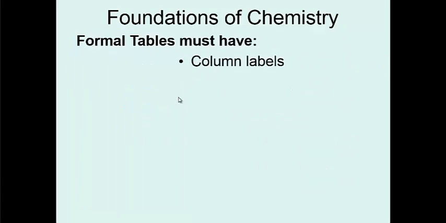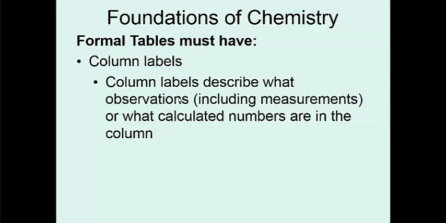All right. Then column labels. Column labels describe what observations, including measurements, or what calculated numbers are in that column. Those are what we call cells.